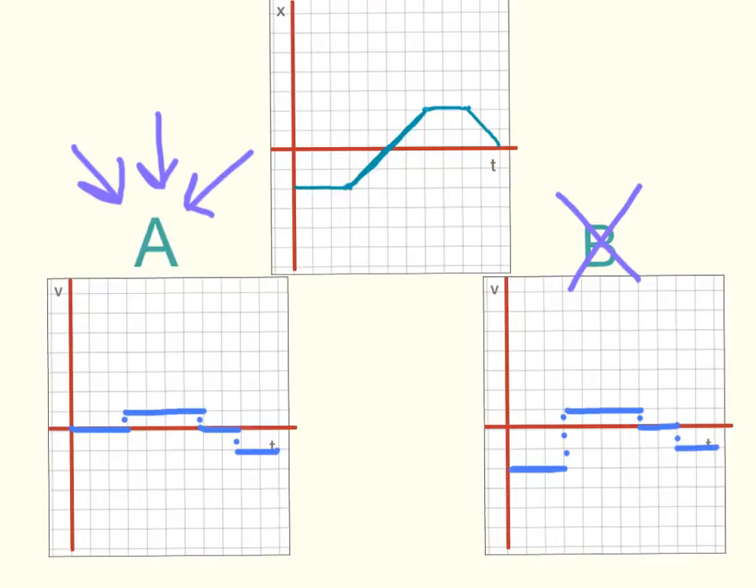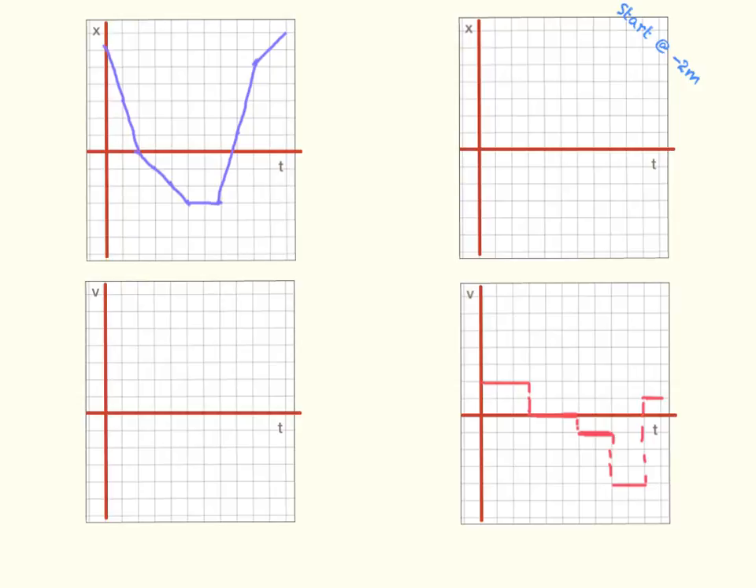Now let's do our one last example page, and I want you to try it on your own. So here you're given a position time graph, and I want you to draw the velocity time graph that would correlate with that same motion. And then on the right side, you're given a velocity time graph, and I want you to draw the position time graph that correlates to that motion.